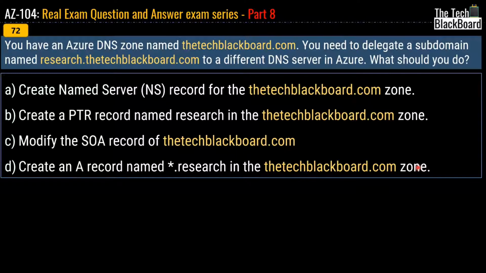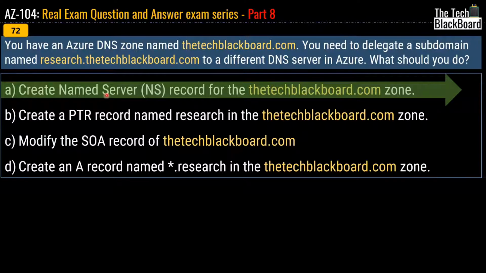So what is the correct answer? The correct answer for this question is option A, create a name server record for thetechblackboard.com. Now let's validate our answer on the Microsoft website.